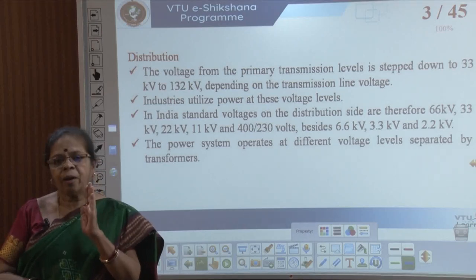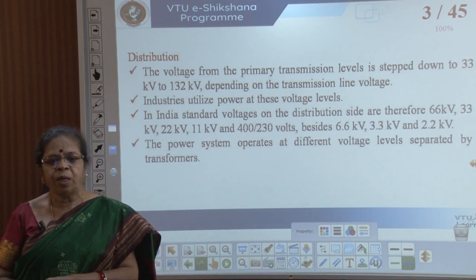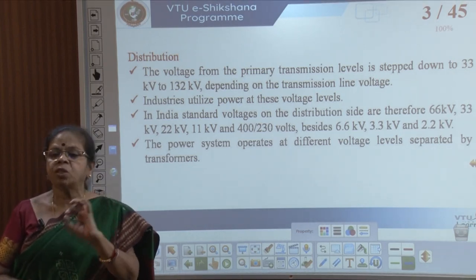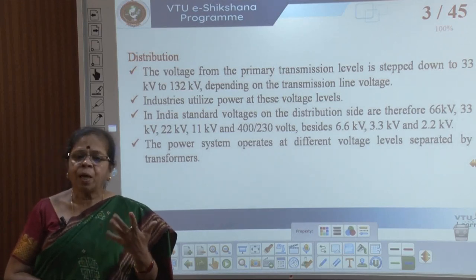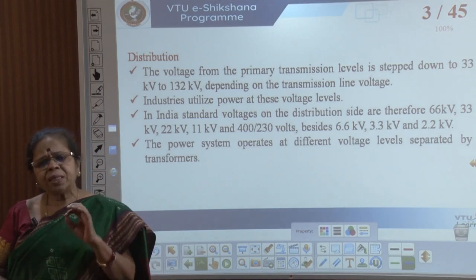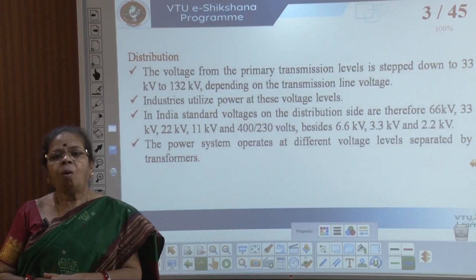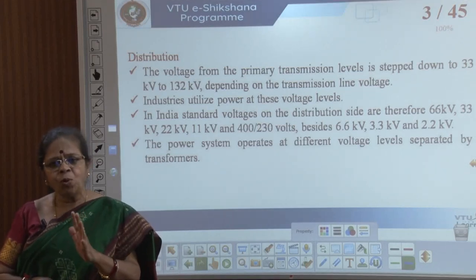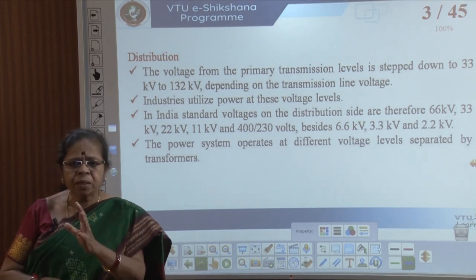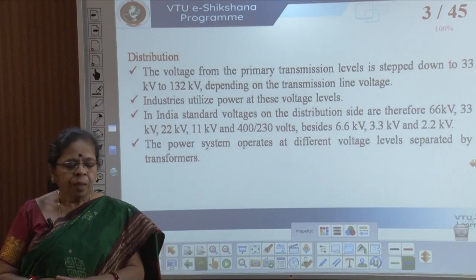Besides, you also have intermediate voltages of 6.6 kV, 3.3 kV, 2.2 kV, etc. So these distribution lines are drawn as per the requirement of the local industries. So you can see that the entire power system operates at different voltages at different levels. And what separates these voltage levels? It is the transformers.